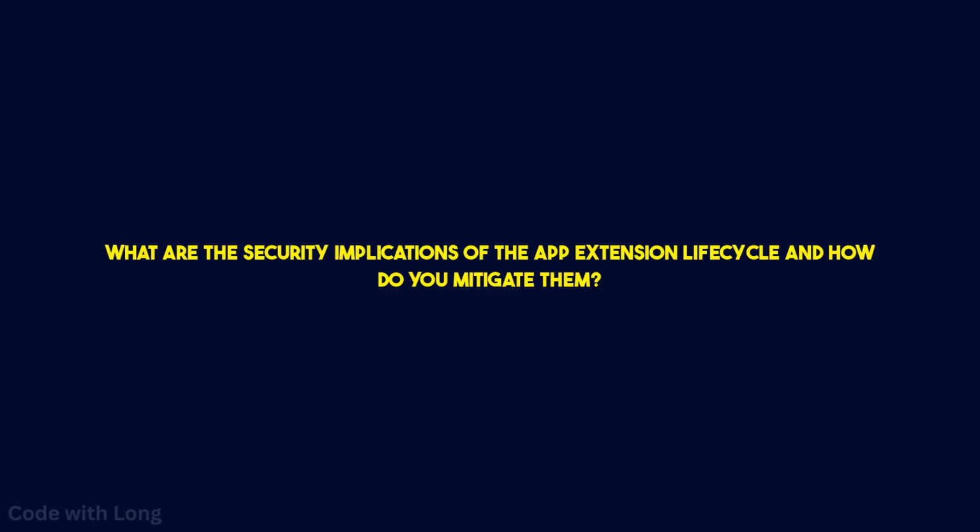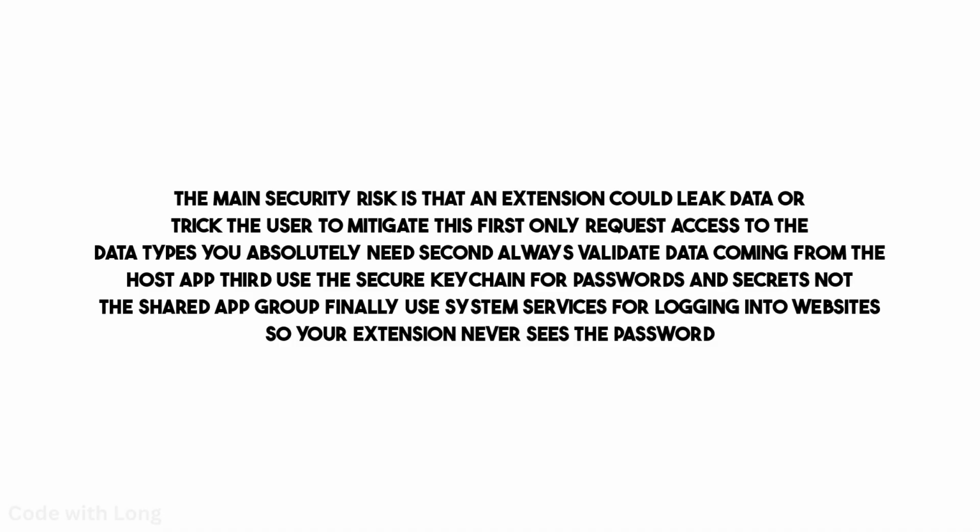What are the security implications of the app extension lifecycle, and how do you mitigate them? The main security risk is that an extension could leak data or trick the user. To mitigate this, first, only request access to the data types you absolutely need. Second, always validate data coming from the host app. Third, use the secure keychain for passwords and secrets, not the shared app group. Finally, use system services for logging into websites, so your extension never sees the password.